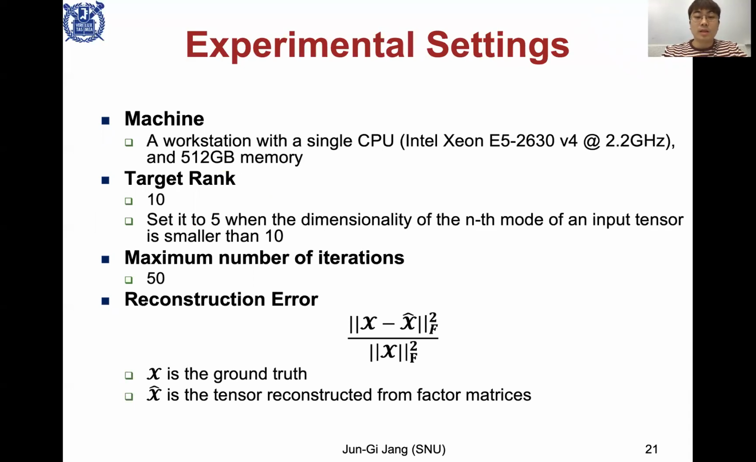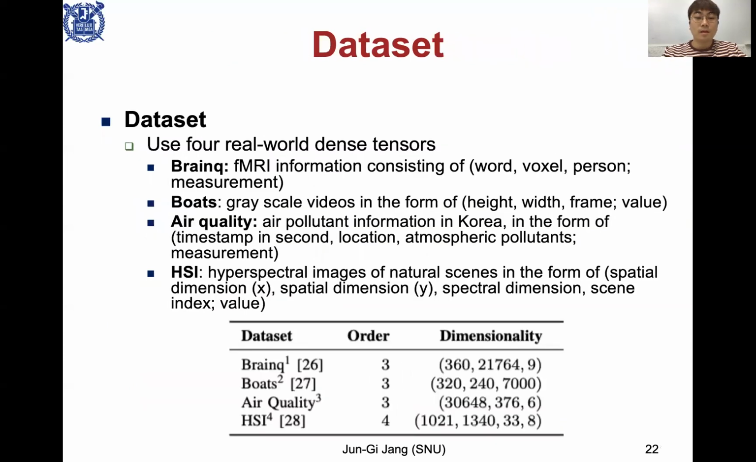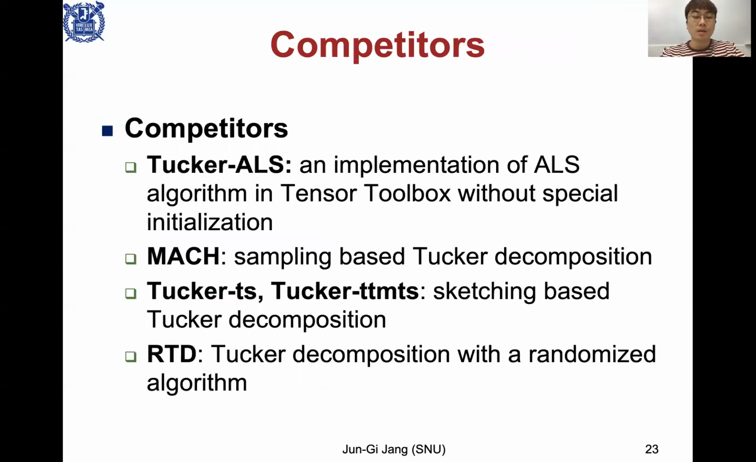Our experimental settings are as follows. We used 4 real-world tensors: BrainQ, BOTS, air quality, and HSI datasets. We compare our method with 5 ALS-based competitors: Tucker-ALS, MACH, Tucker-TS, Tucker-TTMTS, and RTD.